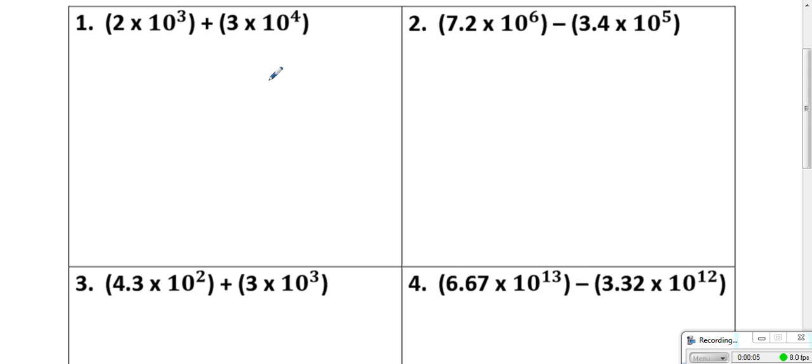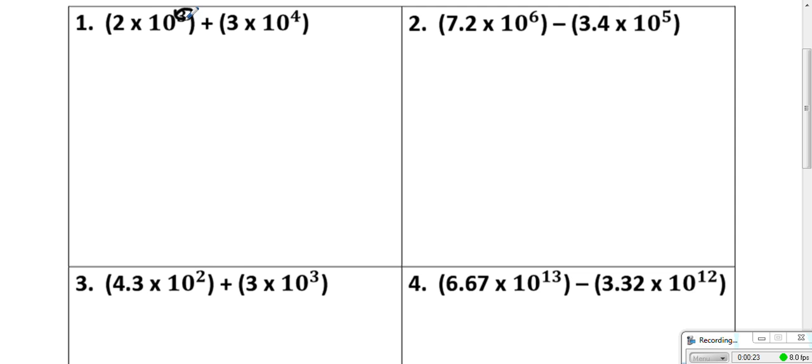Alright, this video is going to show you how to add and subtract in scientific notation. Number 1 here is 2 times 10 to the third plus 3 times 10 to the fourth. To add and subtract in scientific notation, the exponents must be the same.